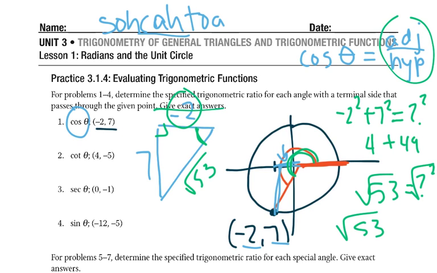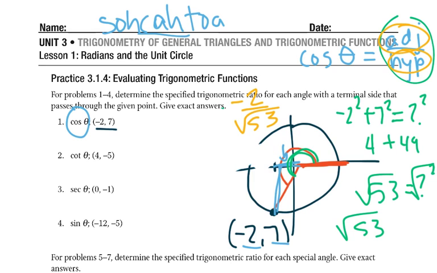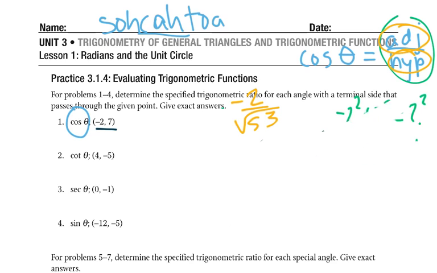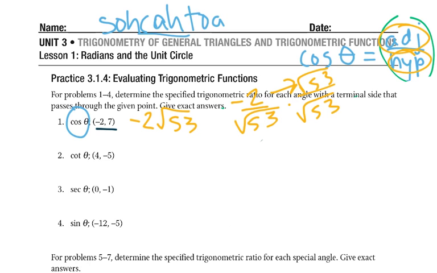So cosine is adjacent over hypotenuse, so it would be negative 2 over square root of 53. Now there's a problem with that. We don't like having a square root on the bottom, so I'm going to have to adjust that to get it to work. So I just multiply by the square root of 53 over the square root of 53. So then I get negative 2 square roots of 53 over square root of 53 times the square root of 53, which is just 53. And that's all I need to do on that one.